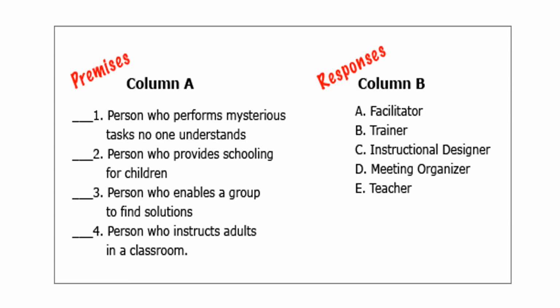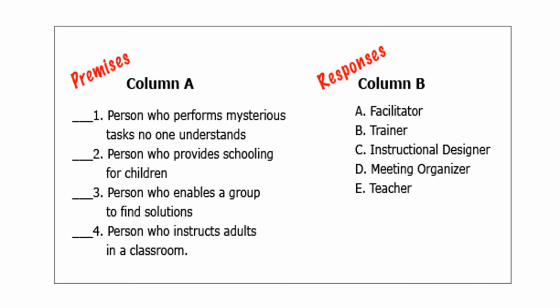So as you see, this is an example of the matching item. You see that it consists of two columns, column A and column B. In column A, on the left side of the screen, it consists of four items, which are the premises or the stems, while column B, on the right of the screen, includes the options or the responses.